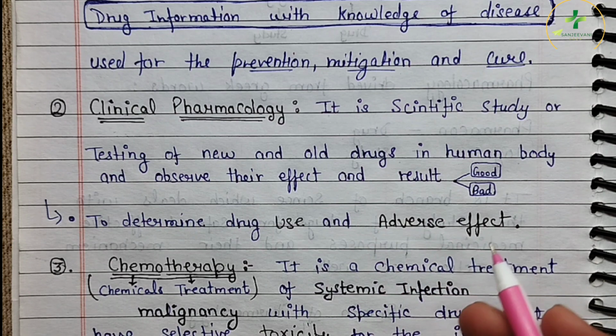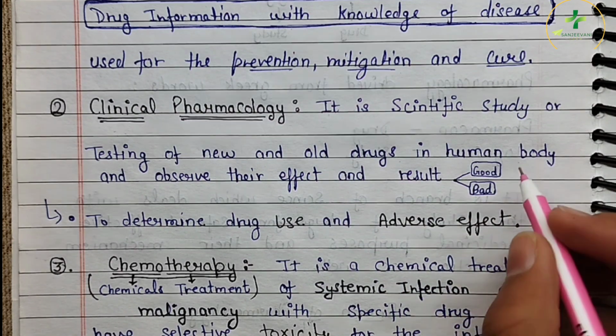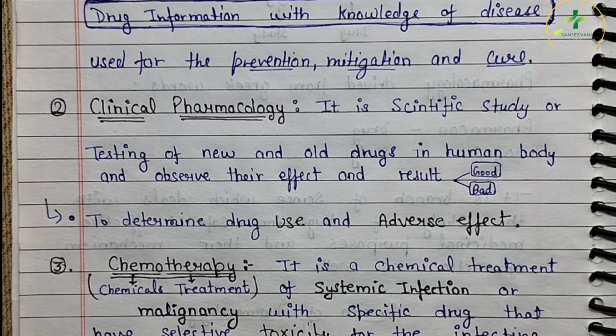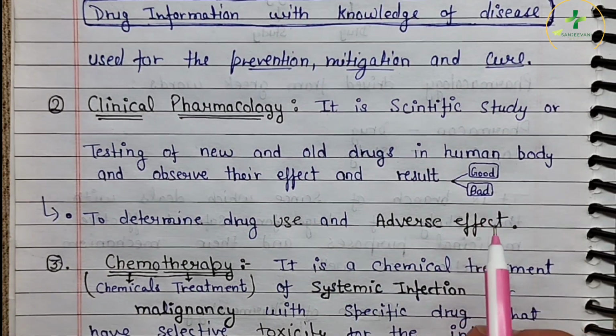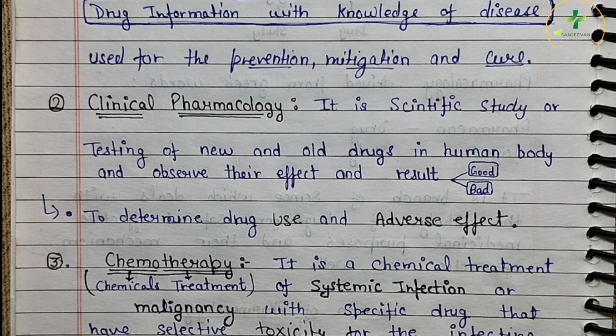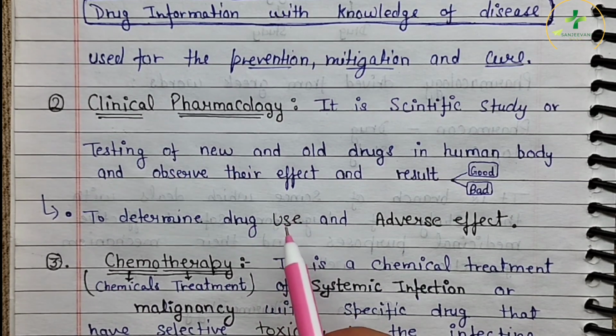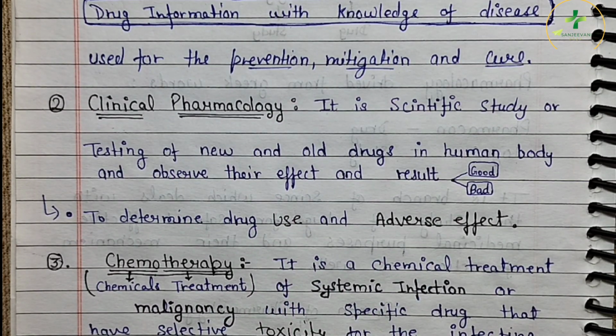The effect may be good or bad, right? If it is good, then it is desirable, and if it is bad, what is that? That is an adverse effect, which is an unwanted side effect, right? This helps to determine drug use, what kind of use we can make of that drug, and the adverse effects, so we can use it particularly for a few patients.